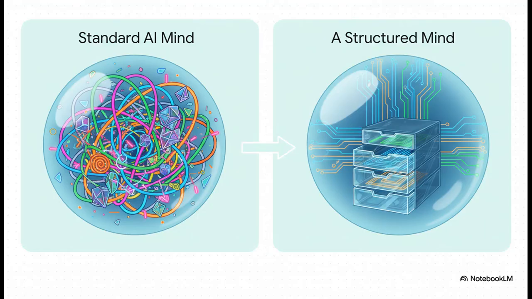Let me put it this way. A standard AI's mind is like a junk drawer. Seriously, every single idea, from the overall layout of a room to the texture of the wood grain on the floor, is just tossed in there together. The goal then is to turn that chaos into a perfectly organized filing cabinet.